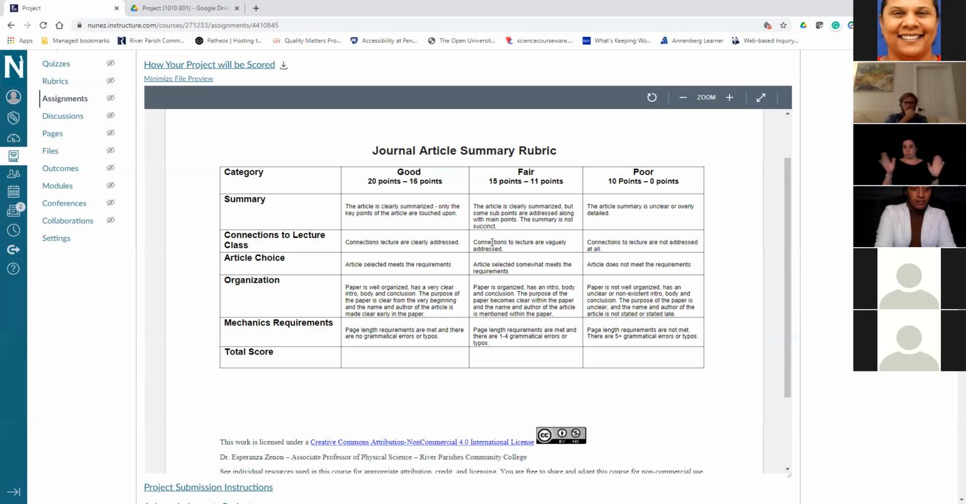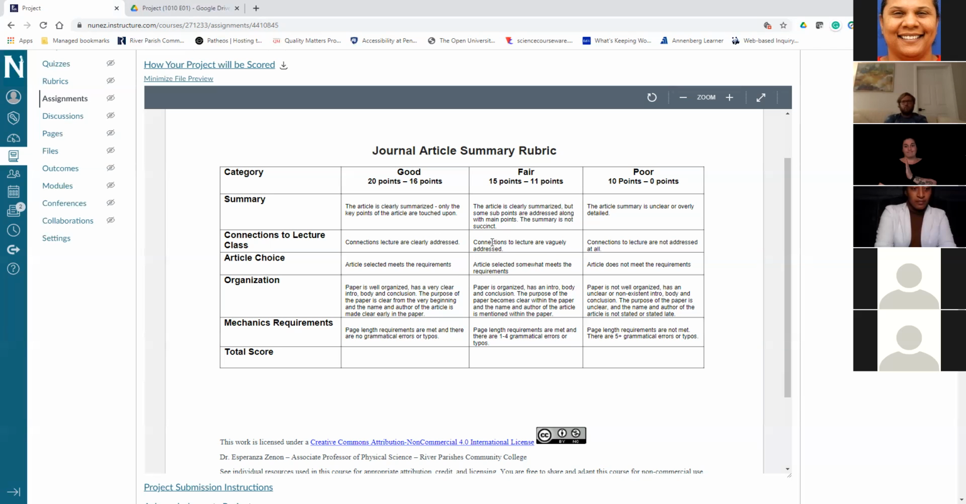All right. Article choice. If you got your article approved, you automatically get 20 points in that category. If you did not get your article approved, of course, if you read the project details, it tells you, you can definitely do the project. You can do the summary. You're just doing it with an article that wasn't approved, so you automatically lose 20 points in the article choice category.